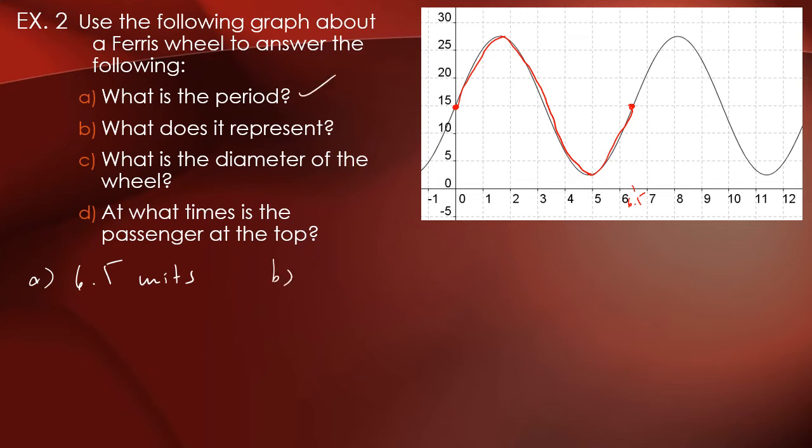A, done. B, what does it represent? So again, you envision yourself getting on the Ferris wheel. It moves around, everyone boards. You start at a height of 15. You go up to the top. You come back down to the bottom and go back up to where you started. So what does this represent? This represents how long it takes to do one complete circle of the Ferris wheel.